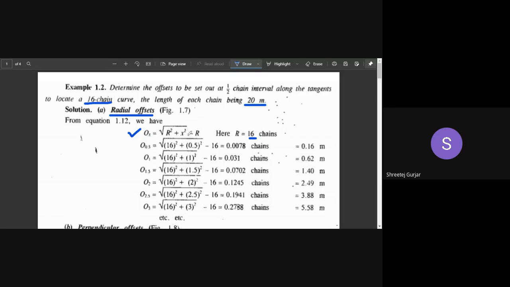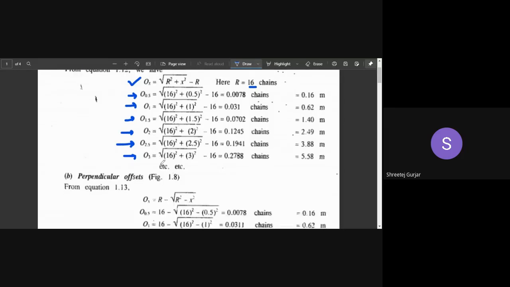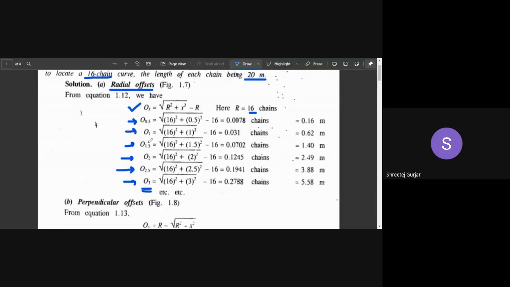R is known. What about X? X is nothing but the peg interval or the chain interval. They have told us to consider half chain, meaning 0.5. So we start from 0.5 and keep adding 0.5: 0.5, 1, 1.5, 2, 2.5, and so on. We have calculated up to O3. It will go on further, but we will stop at O3. If you have time you can continue, or else you can stop at O3.